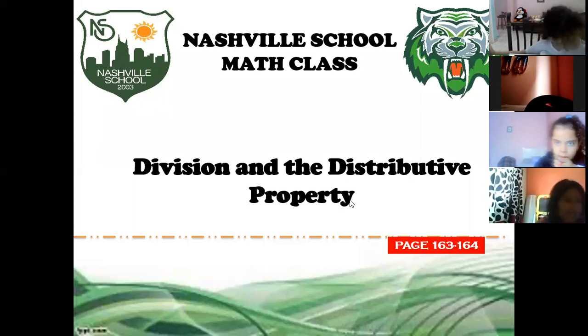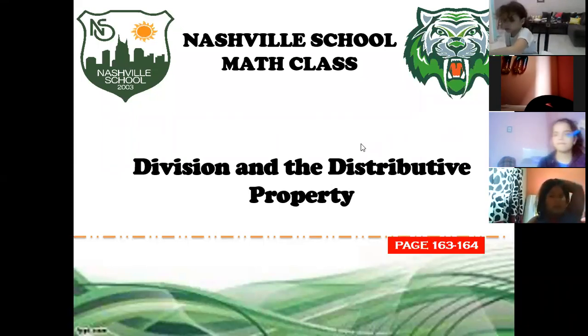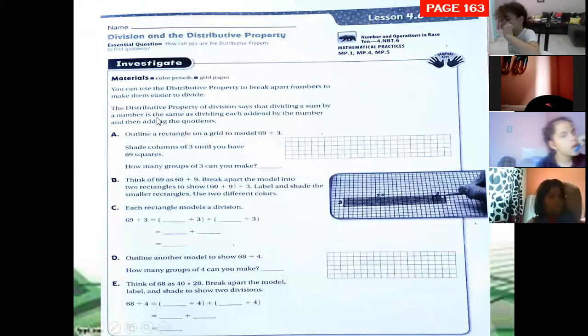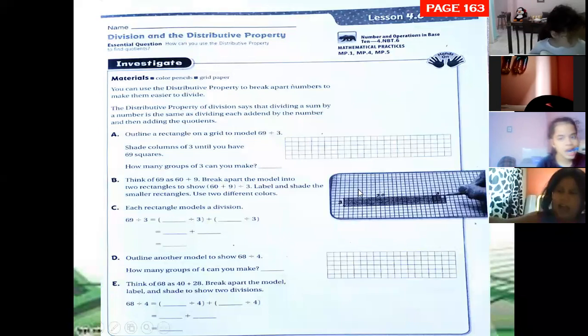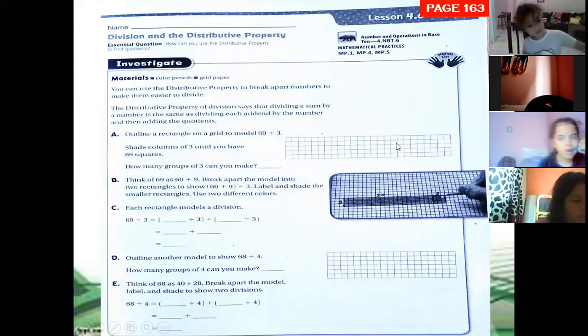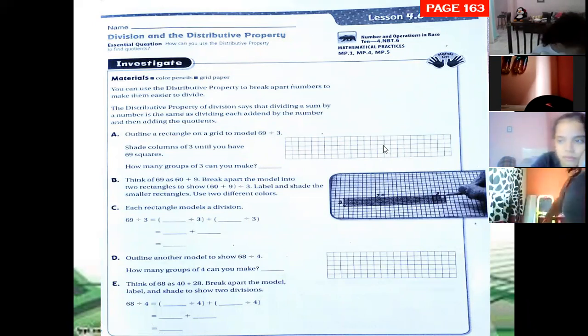Let's work on pages 163, 164, division and the distributive property. Materials, we need colors, okay? And grid paper. This is a grid. So the grid, quickly, Daniel, the grid is in your book.